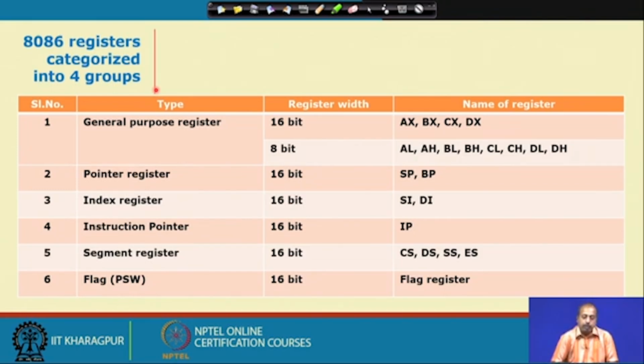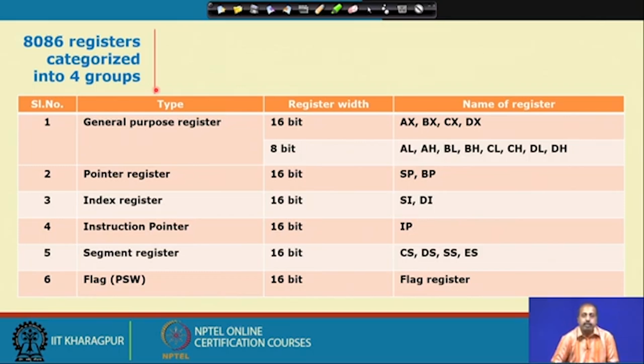registers. Then there are 2 pointers, 16 bit pointers, SP the stack pointer and BP the base pointer. There are 2 index registers, SI and DI, source index and destination index, they are again 16 bit. Then there is an instruction pointer, IP. So, that is the instruction pointer register that we have. Then there are segment registers CS, DS, SS and ES: code segment, data segment, stack segment and extra segment. They are again 16 bit registers. And then we have got another flag register or PSW, processor status word. That is also a 16 bit register.